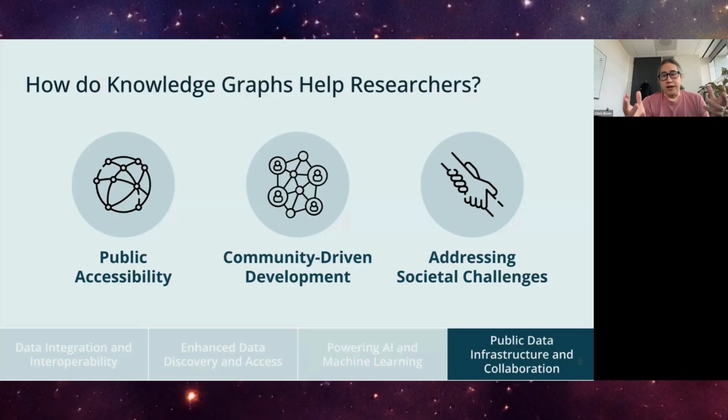And with all of that in place, you can now take these graphs, make them publicly available, right? This is by and large all public data, and we can make it available through common interfaces that are standard, that everyone knows how to query. And the information there can be extracted, it can be analyzed, and it can be used to address various societal challenges.